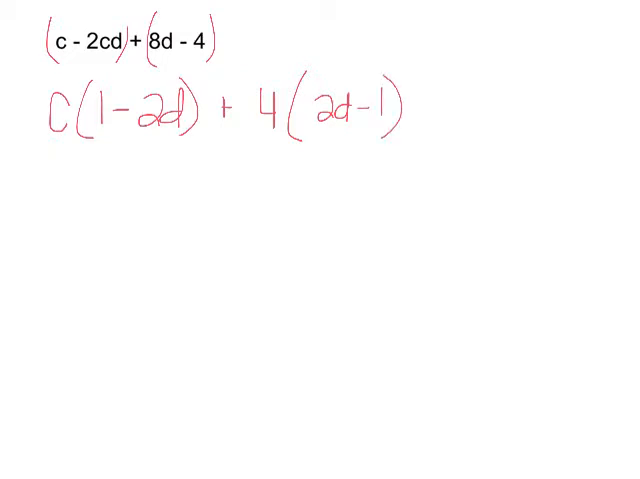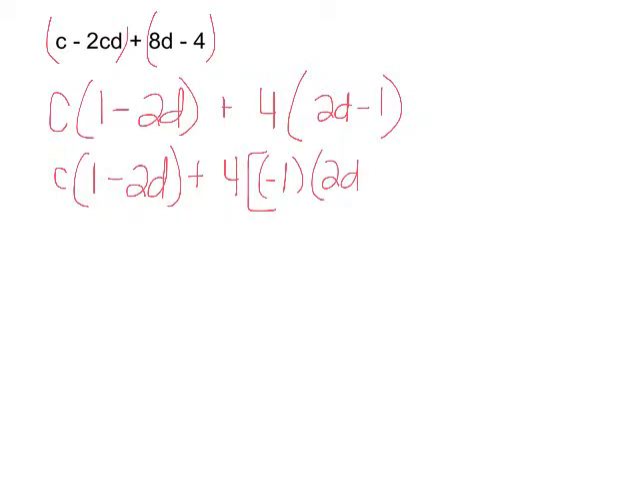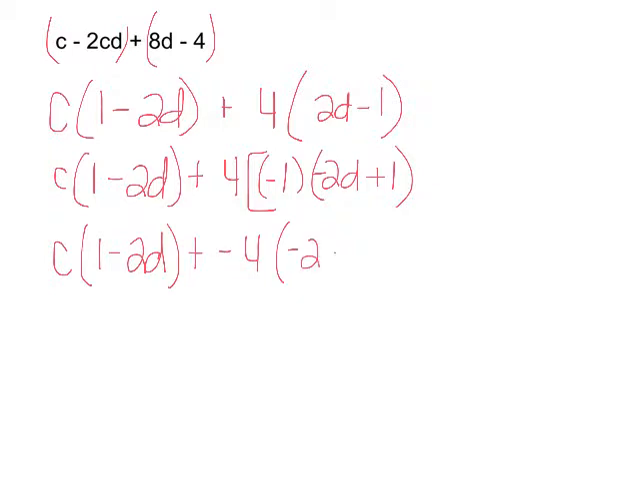And I can go ahead and factor out a negative 1: c times 1 minus 2d plus 4, and I factored out that negative 1, so I have a negative 2d plus 1. And I'll get c times 1 minus 2d plus a negative 4 times negative 2d plus 1. Both of my insides of the parentheses match. So I have c minus 4 times 1 minus 2d.